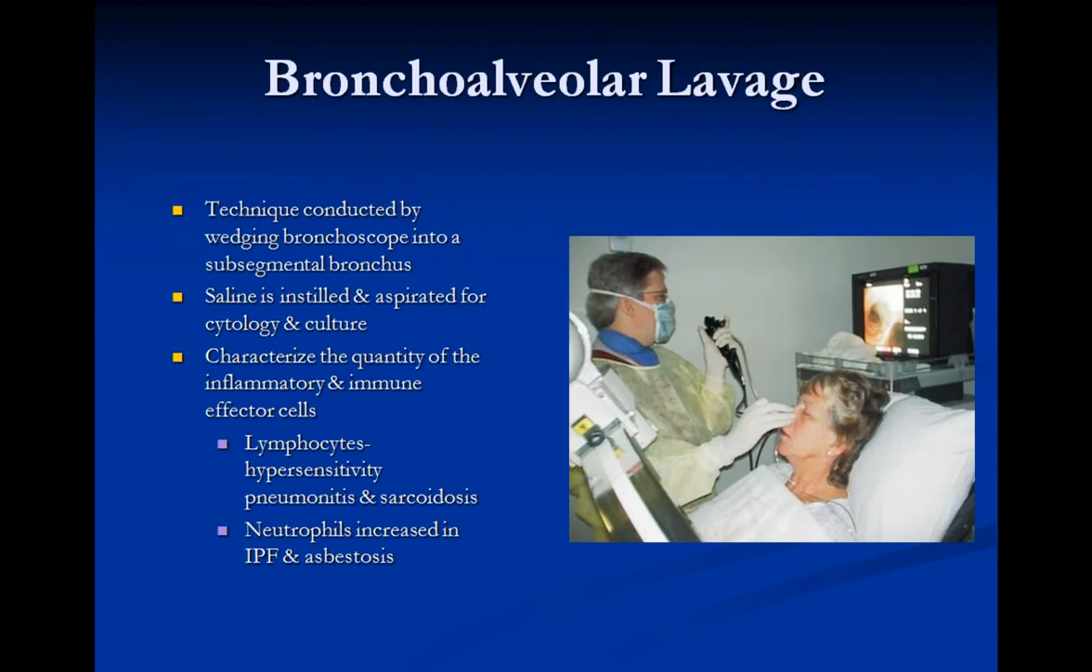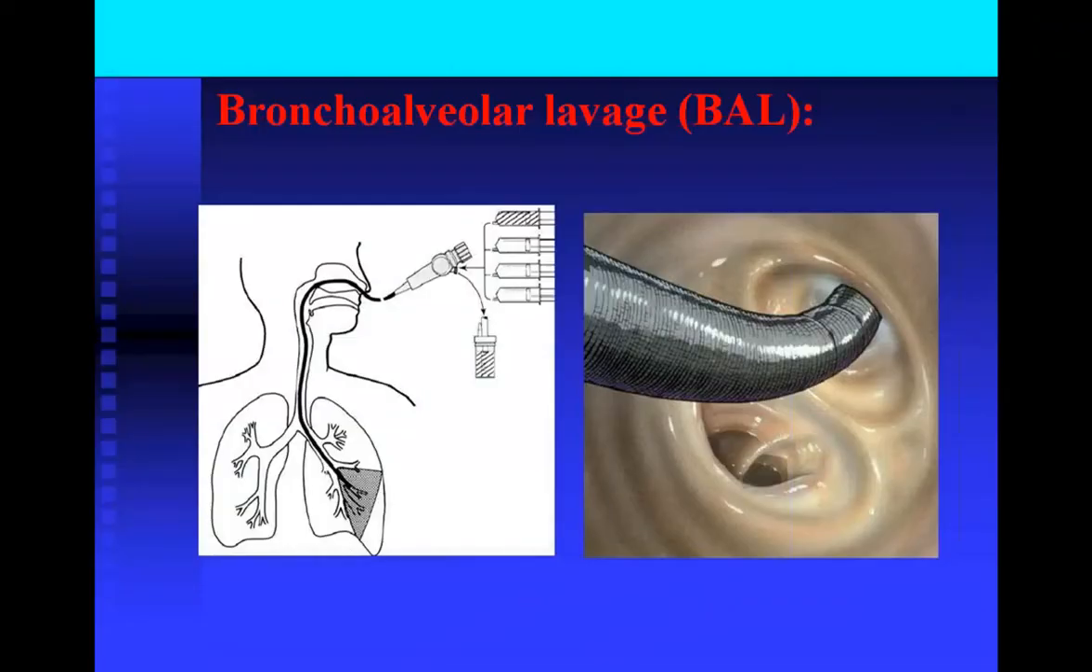Then bronchoalveolar lavage. The bronchoalveolar lavage is the bronchial washings, basically. These bronchial washings are useful in certain interstitial lung diseases. Neutrophils predominantly are increased in conditions like idiopathic pulmonary fibrosis and asbestosis. Inflammatory cells like neutrophils are increased in idiopathic pulmonary fibrosis and asbestosis. Lymphocytes are increased in hypersensitivity pneumonitis and sarcoidosis.